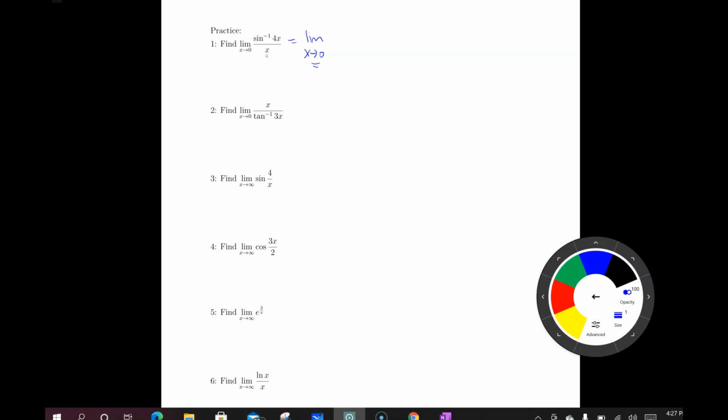So taking the derivative of arcsine is 1 over the square root of 1 minus the angle squared times the derivative of the angle, which is 4, over the derivative of the denominator, which is just 1. So now try plugging in x equals 0. So I think it works, right? I get the number 4 over 1 minus 0, so that just gives me 4.